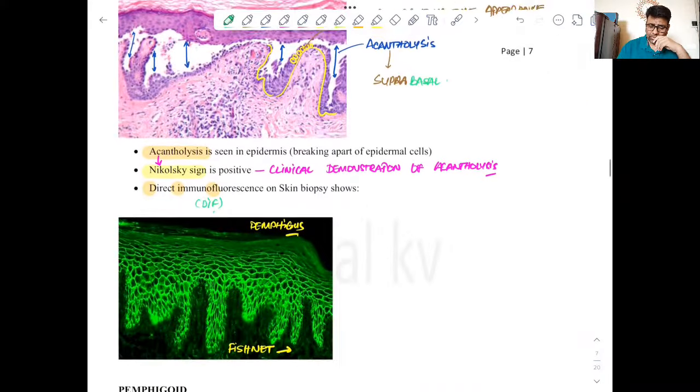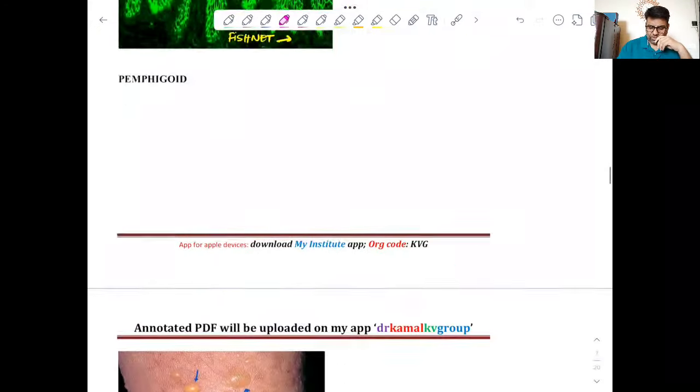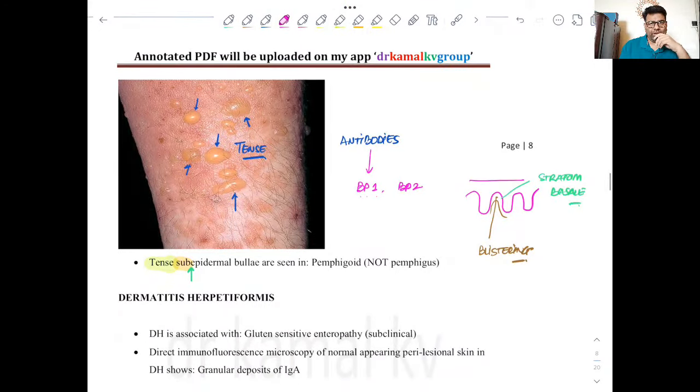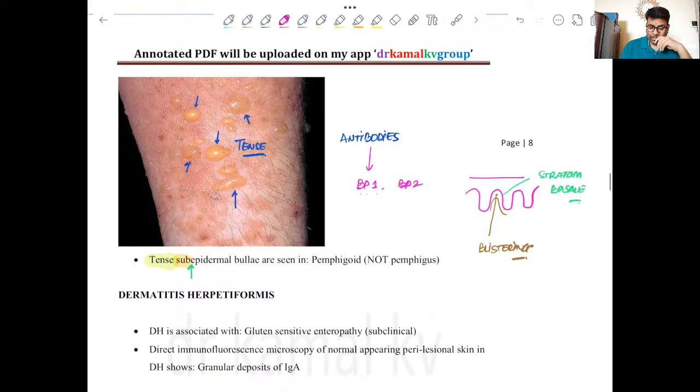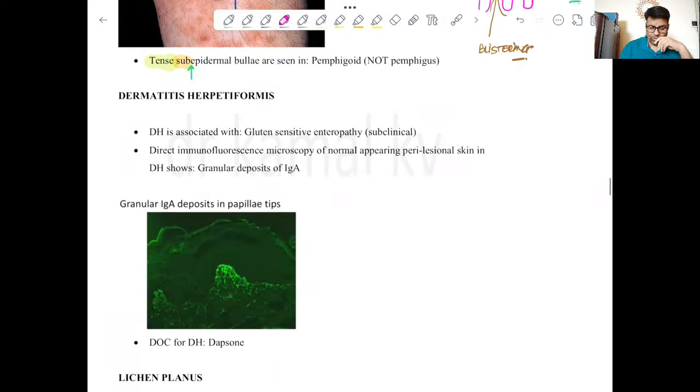So these are two to three important differences between pemphigus and pemphigoid. And since here there is no acantholysis, please note it down, there is no acantholysis, therefore the clinical demonstration, the Nikolsky sign, will also be negative. So these are three to four important differences which one should know from an exam point of view.